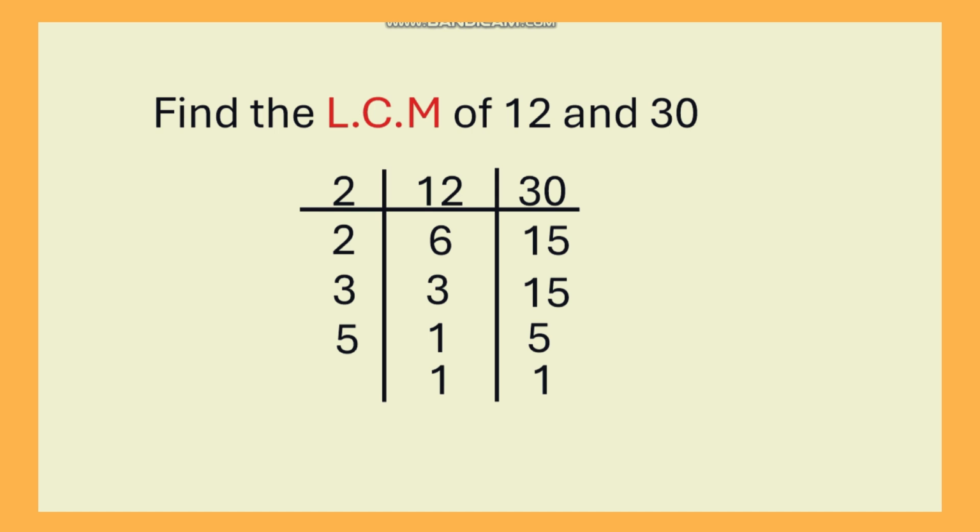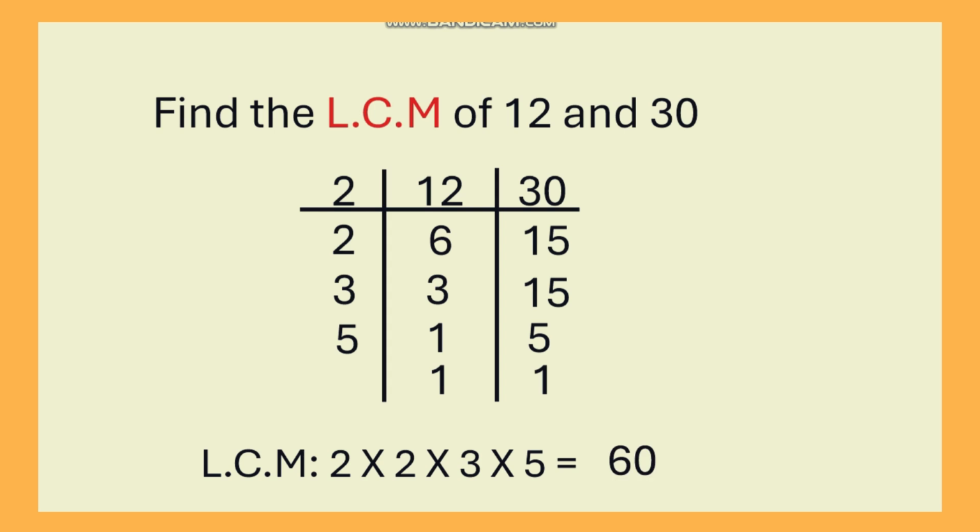For us to have the LCM now, we have to multiply all these divisors, 2, 2, 3, and 5. So we'll multiply them together. That will be 2 times 2 times 3 times 5. And if you multiply that, you're going to have 60. So that is all about LCM.